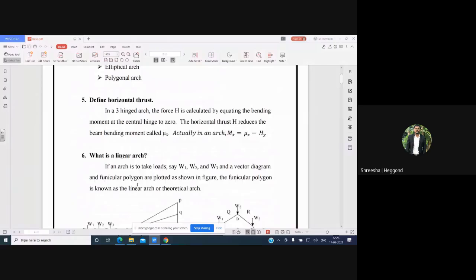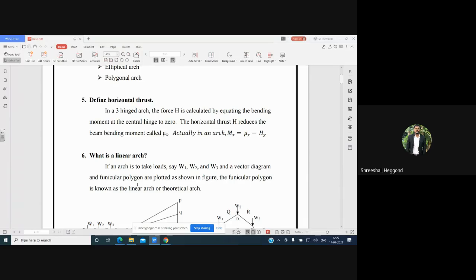Next is horizontal thrust. What is horizontal thrust? Why do we need it? Because we have the 3-hinge arch in our syllabus, the components of the 3-hinge arch are necessary to know. The horizontal thrust is nothing but the horizontal force, the horizontal reaction. In previous sums, we used to write HA for the horizontal reaction. The same HA is named here as horizontal thrust.